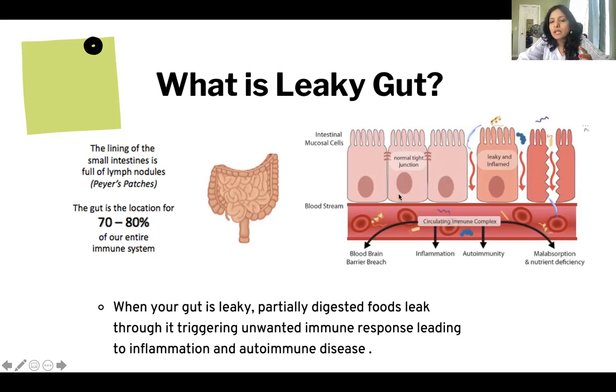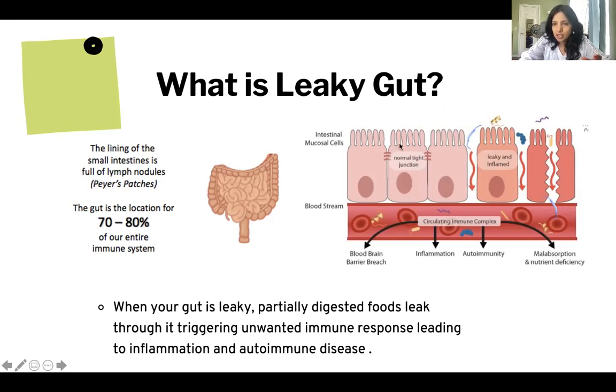but what this shows is that when your gut is structured properly, like normal, then these junctions between the intestinal cells are very tight, like normal tight junctions. But when they get leaky and inflamed, as you can see here, there are gaps between the cells. And that's why it's called leaky gut. When there is a gap between the cells, then what you eat, right? This is what you see.